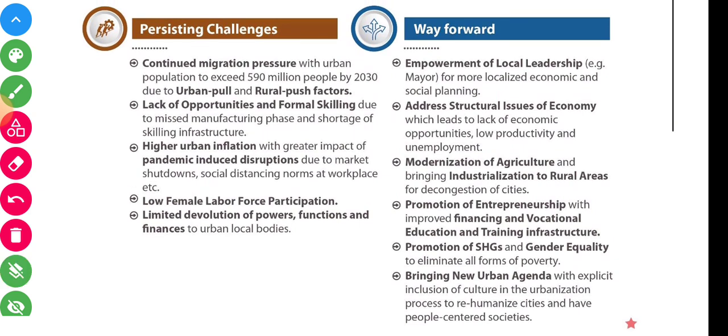What are challenges related to urban poor? Continued migration pressure with urban population to exceed 590 million people by 2030 due to urban pull and rural push factors. So, urban pull and rural push factors, these are the keywords that you can remember. Lack of opportunities and formal skilling.